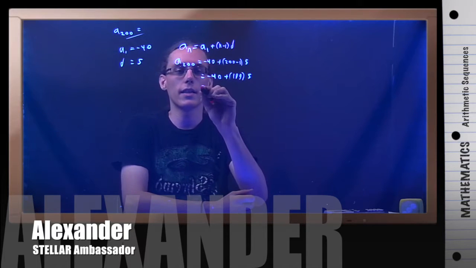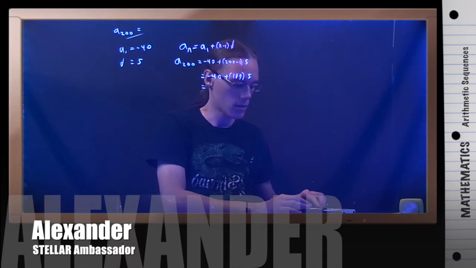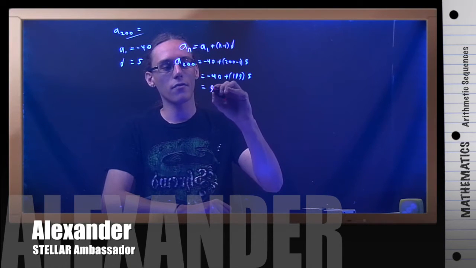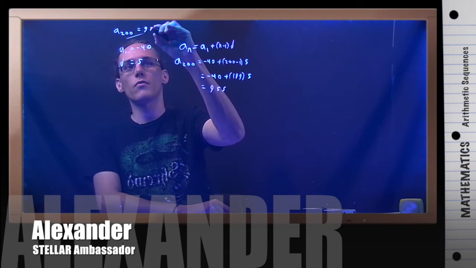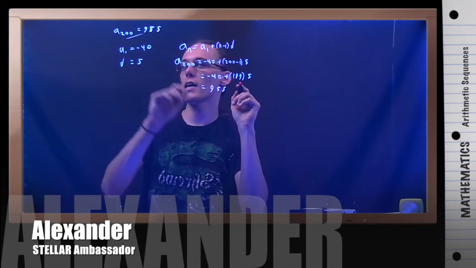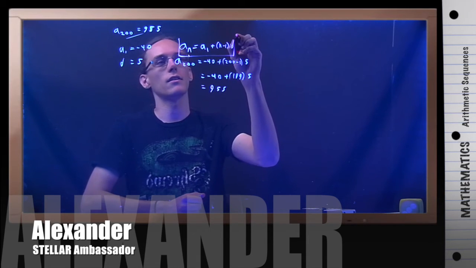So let's go ahead and calculate that. Negative 40 plus 199 times 5 gives us 955. So there we go. If you're asked to find the nth term of an arithmetic sequence and you have the first term and the common difference, just a matter of taking these values and plugging them into this guy right here. And that is this example.